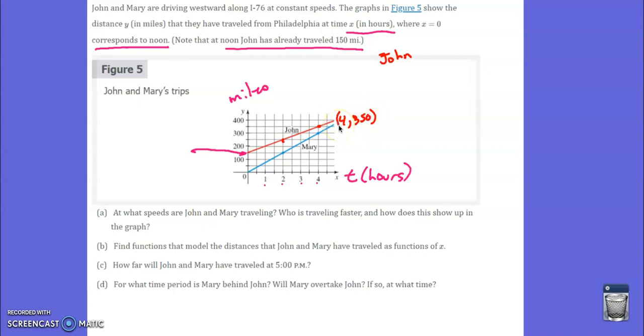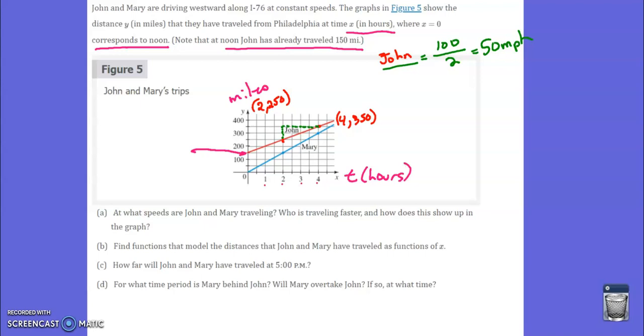And this would be the point (2, 250). So you can do it as points if you want, or you can literally do it as rise over run. Either way, we need to find the slope that John did. And notice, once we calculate that, we're going to get John's speed as 50 miles per hour. So again, it's rising 100, and it's going over 2 hours. So 100 over 2 is 50 miles an hour.